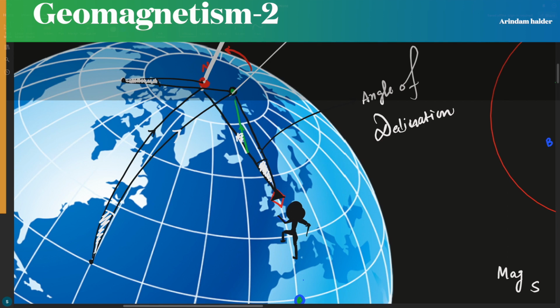At different points the angle of declination is different, so you always need to be careful that at every point this angle is changing, and for every point there is a unique angle of declination. This is very crucial and very important, because the angle of declination is what we need to get the real direction when using a compass. That's all for angle of declination.